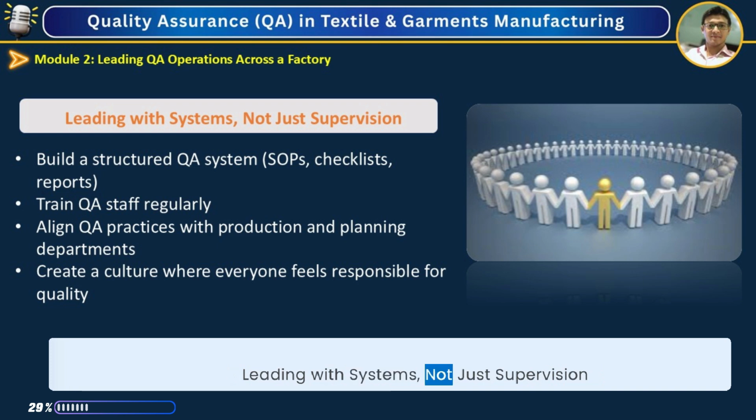Leading with systems, not just supervision. Build a structured QA system. Train QA staff regularly. Align QA practices with production and planning departments. Create a culture where everyone feels responsible for quality.